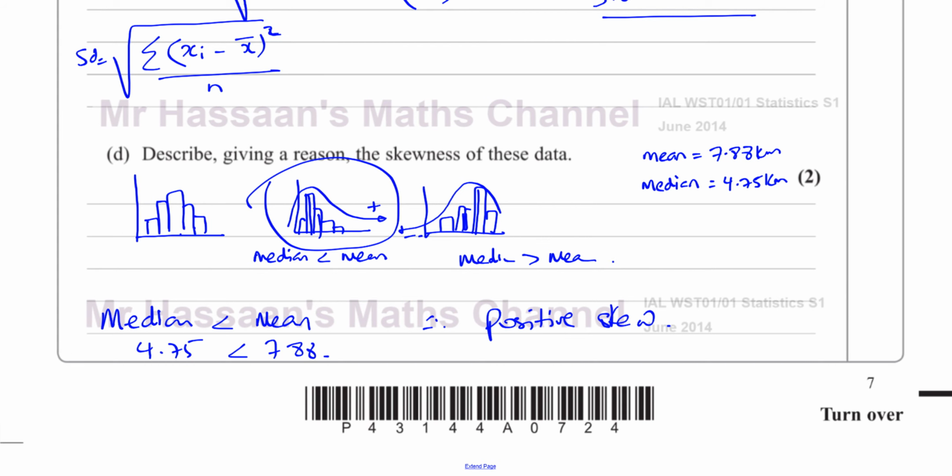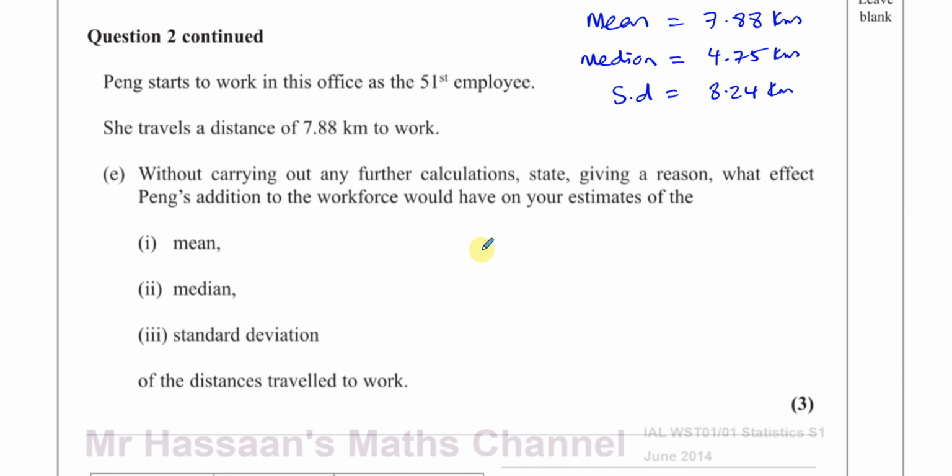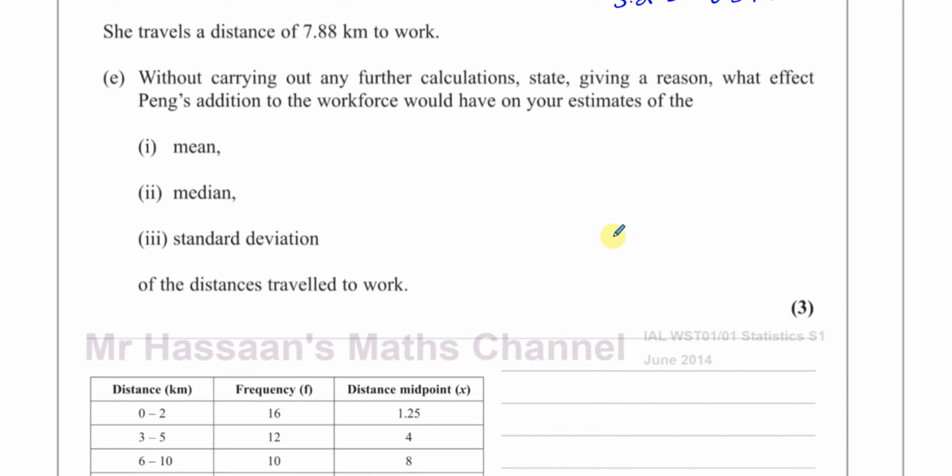Now we're going to move on to part E. It says Peng starts to work in the office as the 51st employee. She travels a distance of 7.88 kilometers to work. Without carrying out any further calculations, state, giving a reason, what effect Peng's addition to the workforce would have on your estimates of the mean, the median, and the standard deviation.